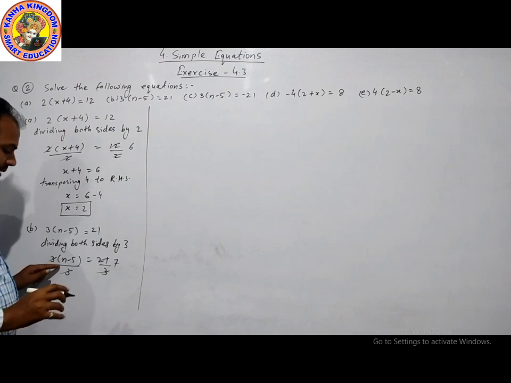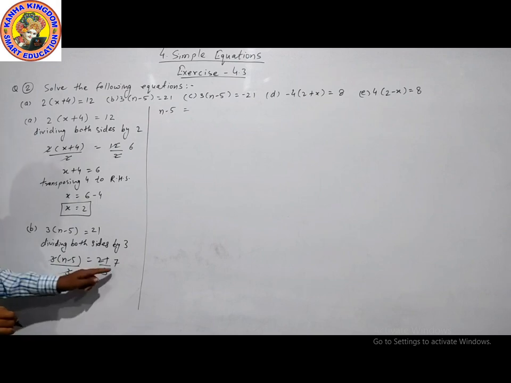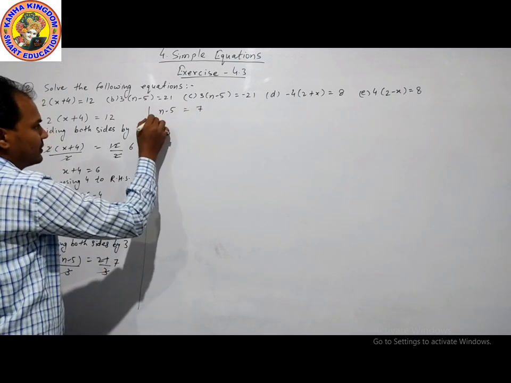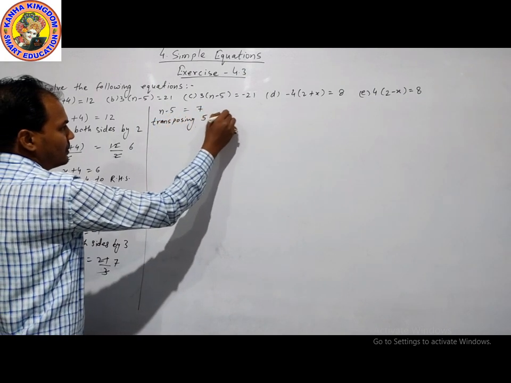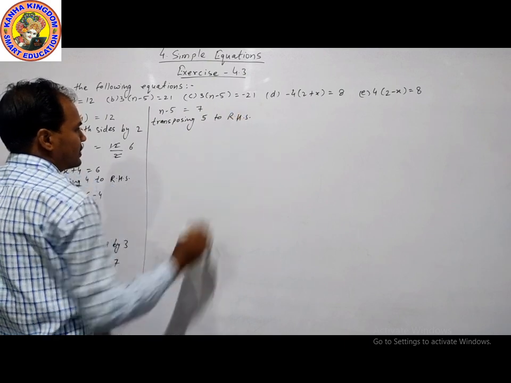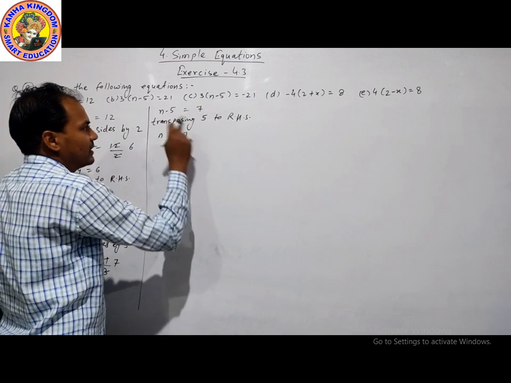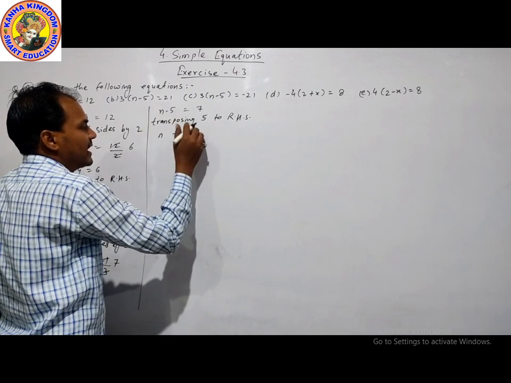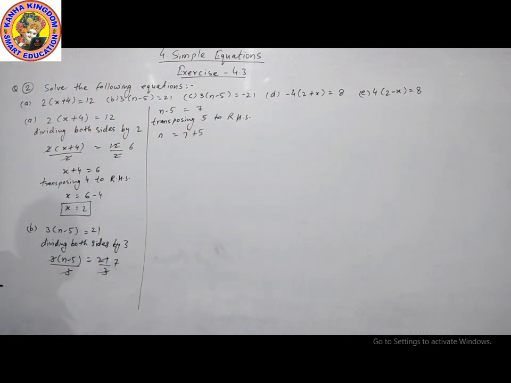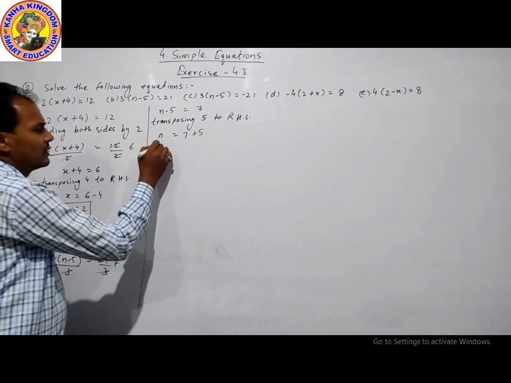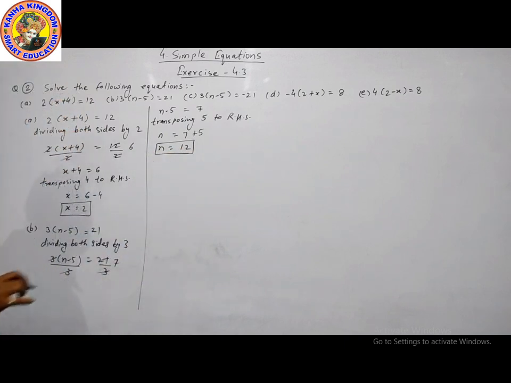Now on the left hand side here is n minus 5. On the right hand side here is 7. Transposing 5 to the right hand side. n is equal to 7 plus 5. Here is minus 5. When moved here the sign will be changed, so minus converts into plus. So this is 7 plus 5. n is equal to 7 plus 5 is 12. n is equal to 12 is our solution.